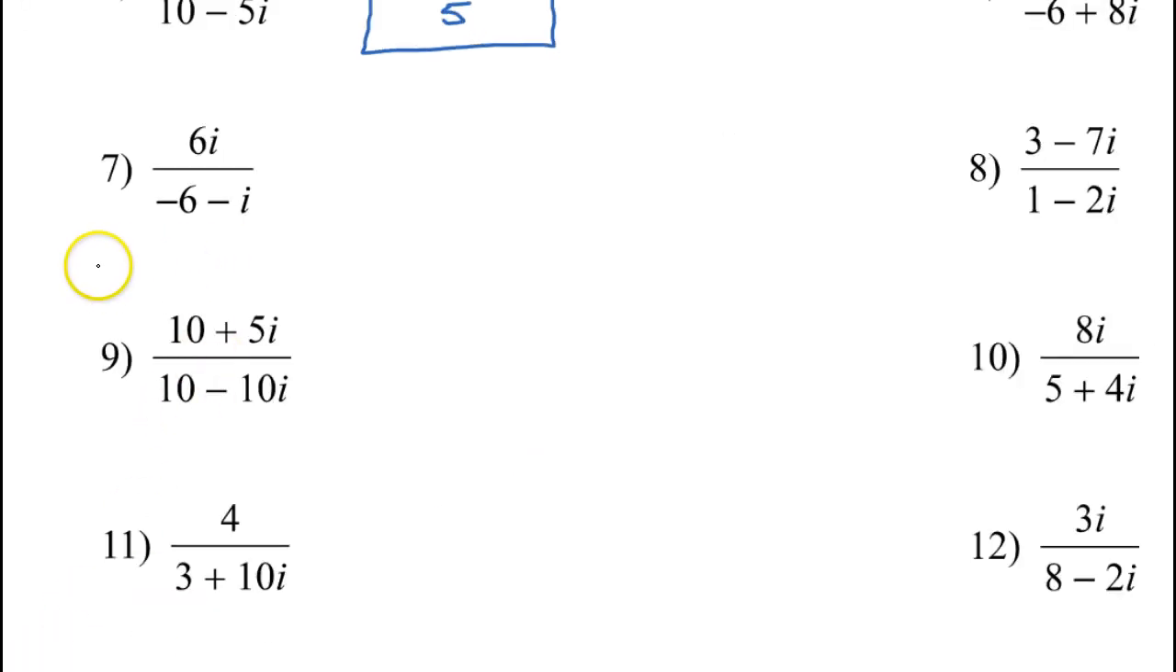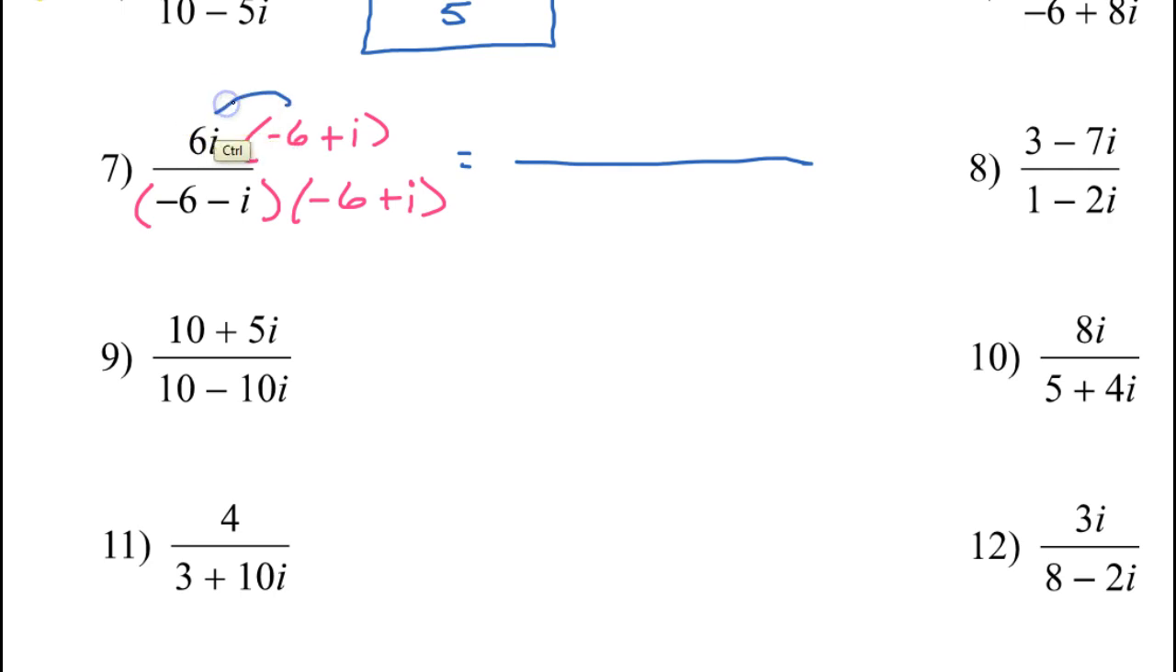Take a look at number 7. I see I have a binomial in the denominator, so I will multiply by the conjugate, which is negative 6 plus i. And I'll have to do the same thing in the numerator, negative 6 plus i. Let us see what we get. So here I'm just going to do the distributive property. 6i times negative 6 is going to be negative 36i. 6i times i is going to be 6i squared.